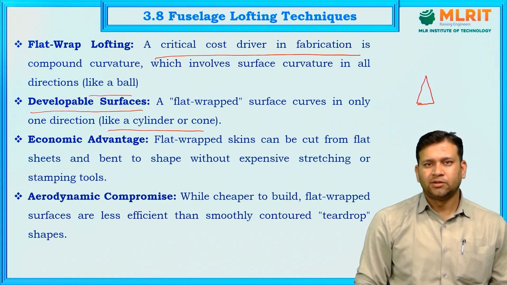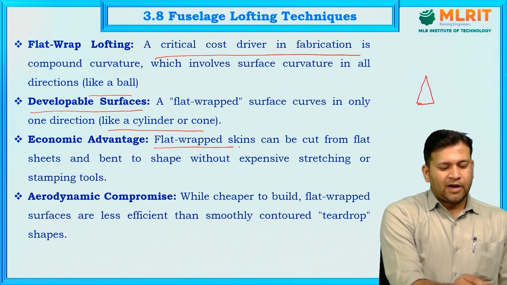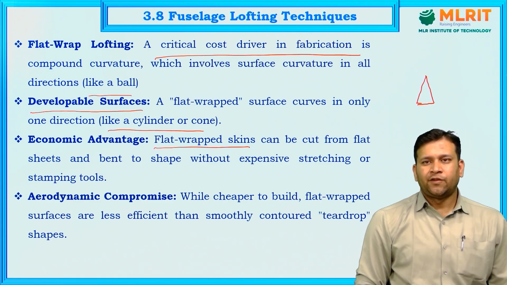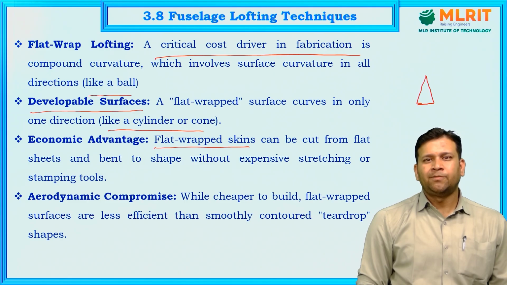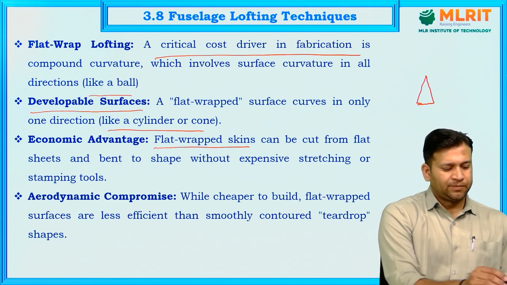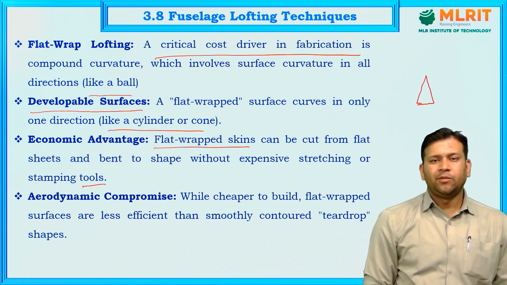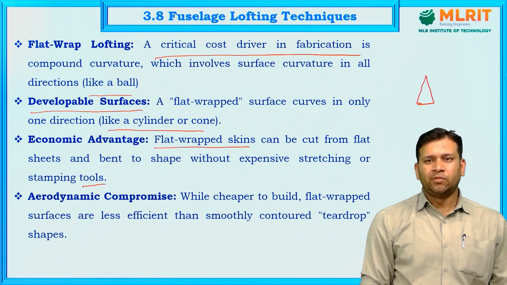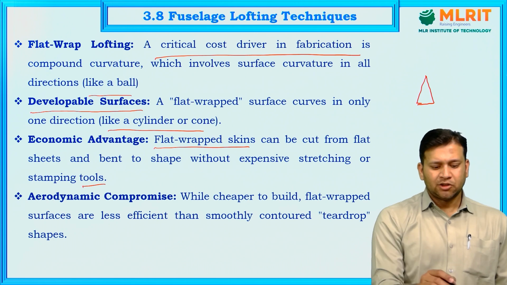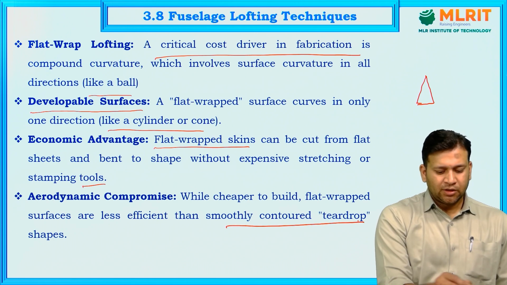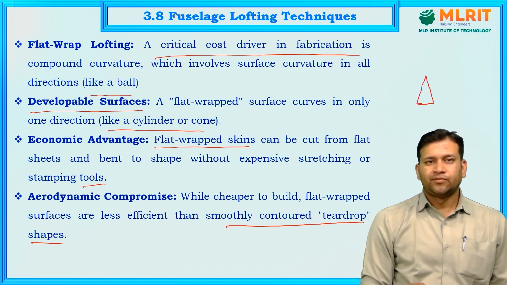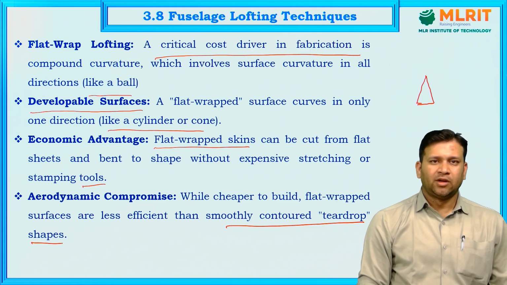Economic advantage. Flat wrapped skins can be cut from flat sheets and bent to shape without expensive stretching or stamping tools. Aerodynamic compromise. While cheaper to build, flat wrapped surfaces are less efficient than smoothly contoured teardrop shapes. These are some advantages of using flat wrap lofting.